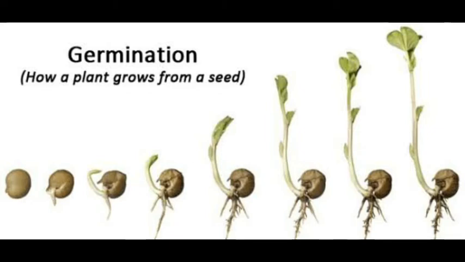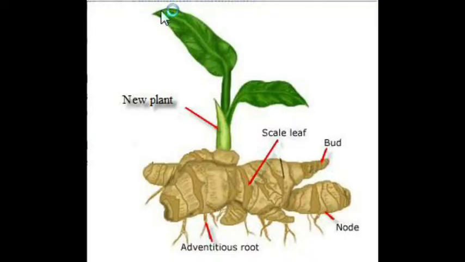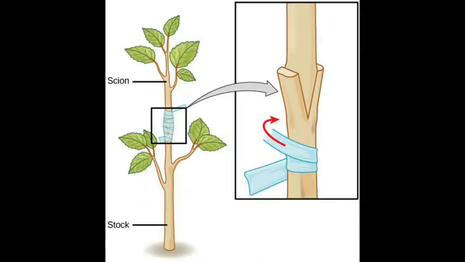Okay children, in this picture you can see the procedure of germination. Germination is nothing but how a plant grows from a seed, the method of growing a plant from a seed. We will learn about it in further videos. See here how the underground stem is modified and can grow into a new plant, the ginger. Okay children, this is how the modified stems grow.